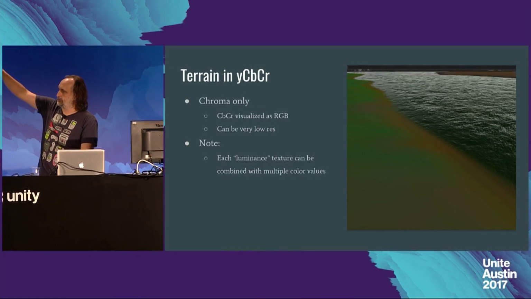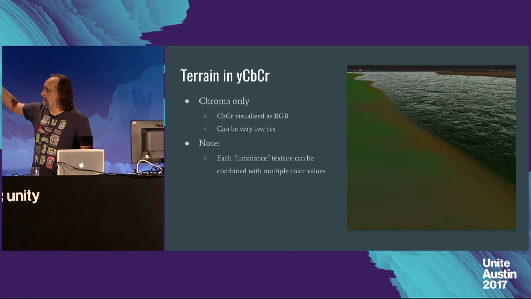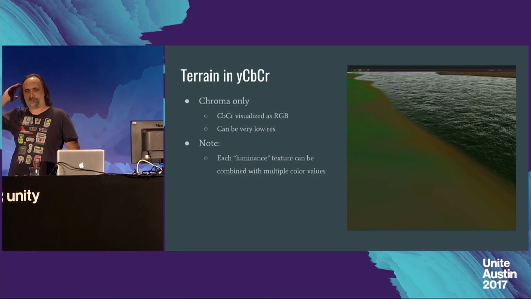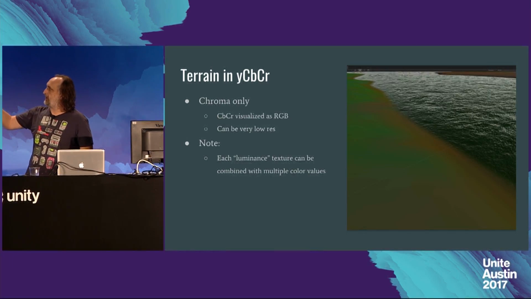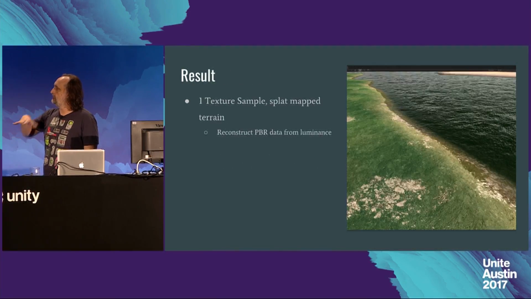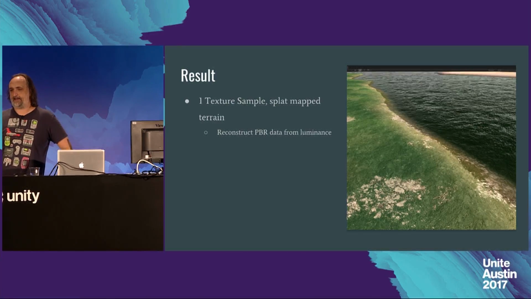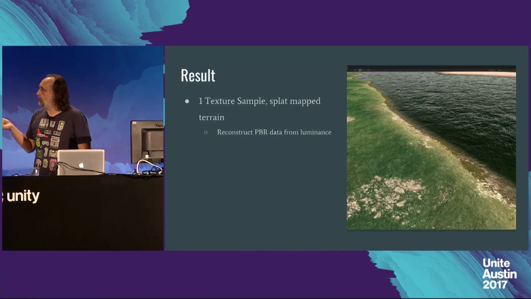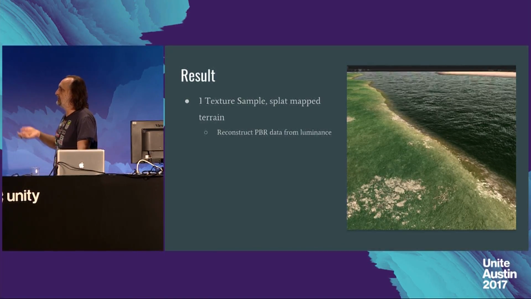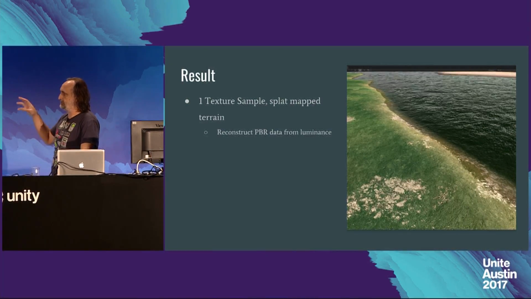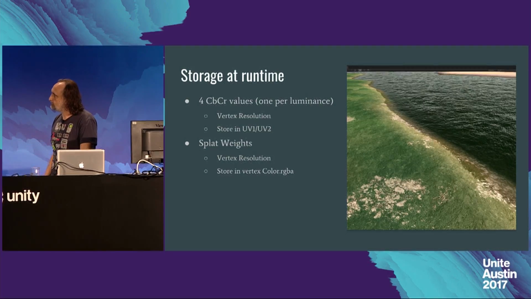Our chroma actually looks really low-res. It doesn't really look like much at all. It's all blurry. It's just at the vertex resolution. But when you apply that chroma to that luminance, you end up with this, which looks really nice, right? Because you have that height map filtering to determine which chroma value you're taking, and you have these different noise signatures, and you actually get something that looks like a real terrain.